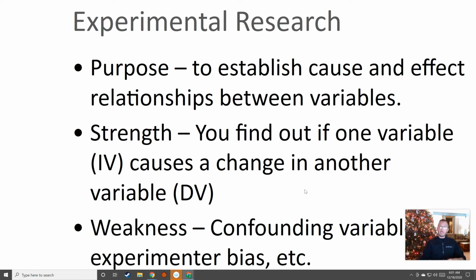The weakness would be confounding variables. We'll want to talk about those, any changes that happen between your control and experimental group. Experimenter bias, demand characteristics, but there are ways to wash all of these out.